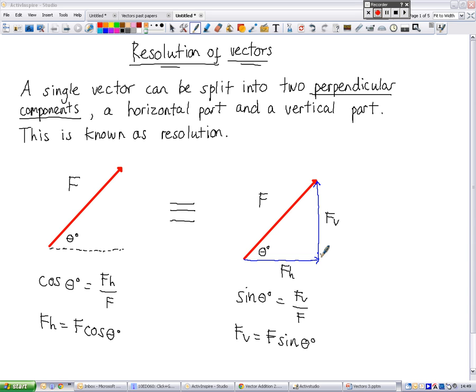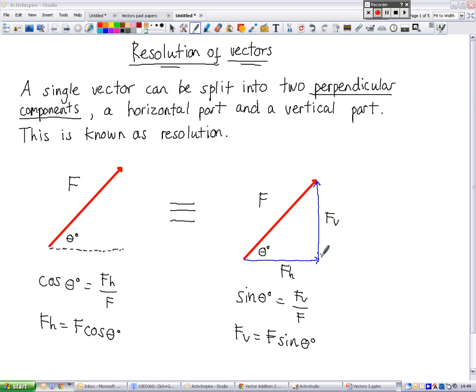Vectors are quantities that are in a particular direction. We join them up tip to tail and we figure out what the resultant vector is. Another calculation that you have to be able to do for higher physics is to resolve a vector. That basically means putting it into its two perpendicular components.